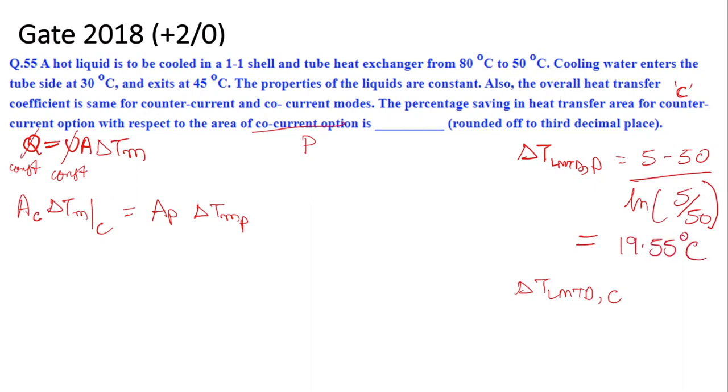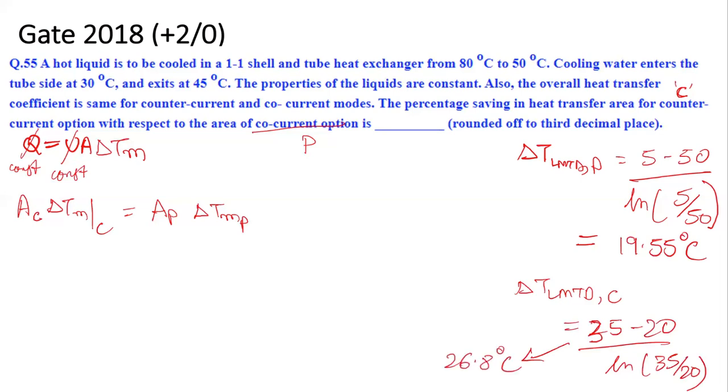The delta T LMTD for counter flow will be equal to, so the delta T1 35 minus 20 by log of 35 by 20, and this value is around 26.8. Alright, now I have delta T values.